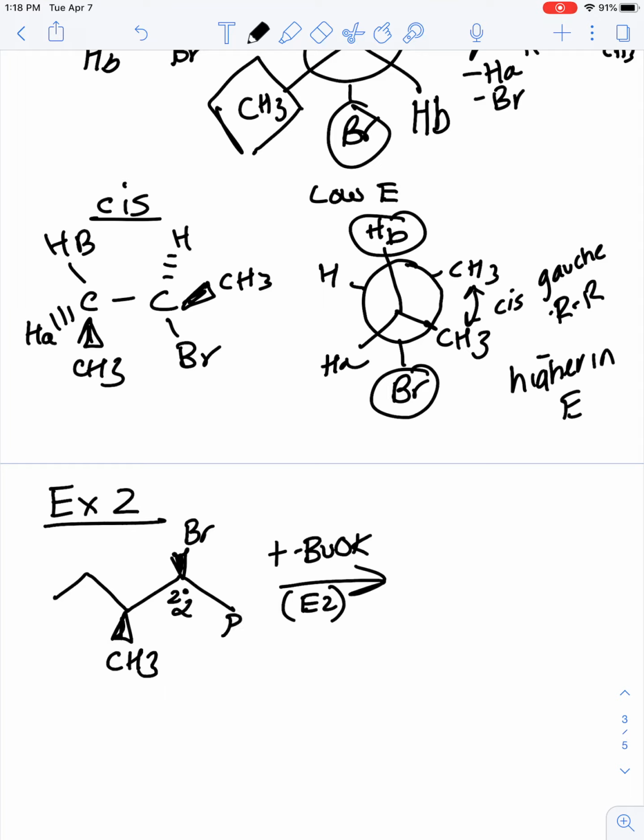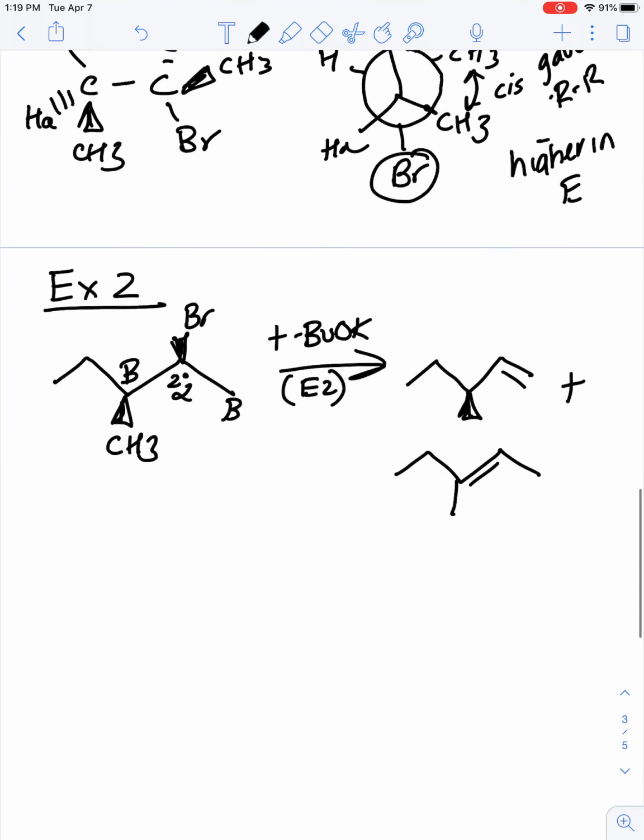So this is our alpha carbon. We have a beta here and a beta here. So when we think about all the products that we can form, we have this product here, plus we have this product here.